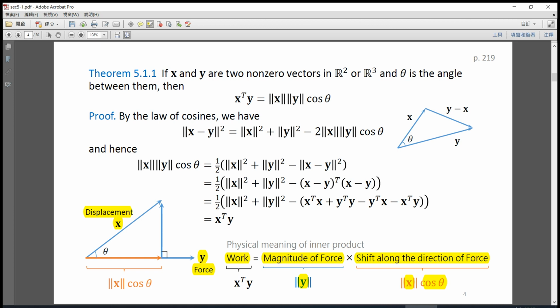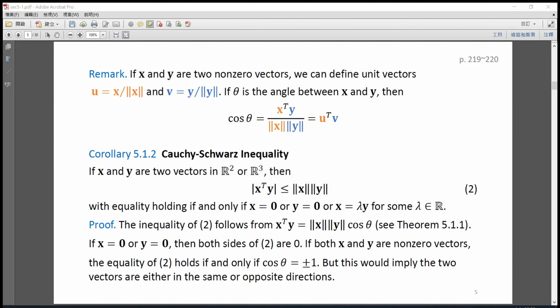We can visualize the 2 norm of x times cosine theta by the left-hand side figure. By Theorem 5.1.1, we know the work done on that object equals x transpose y. That is, the work done on that object equals the scalar product of the displacement and the force. In view of Theorem 5.1.1, cosine theta can be expressed as x transpose y divided by the 2 norm of x times the 2 norm of y.